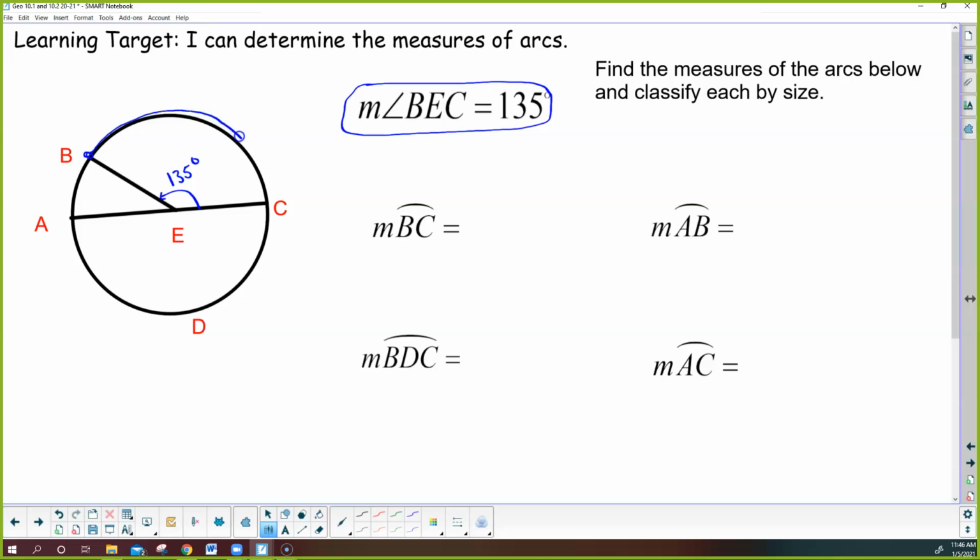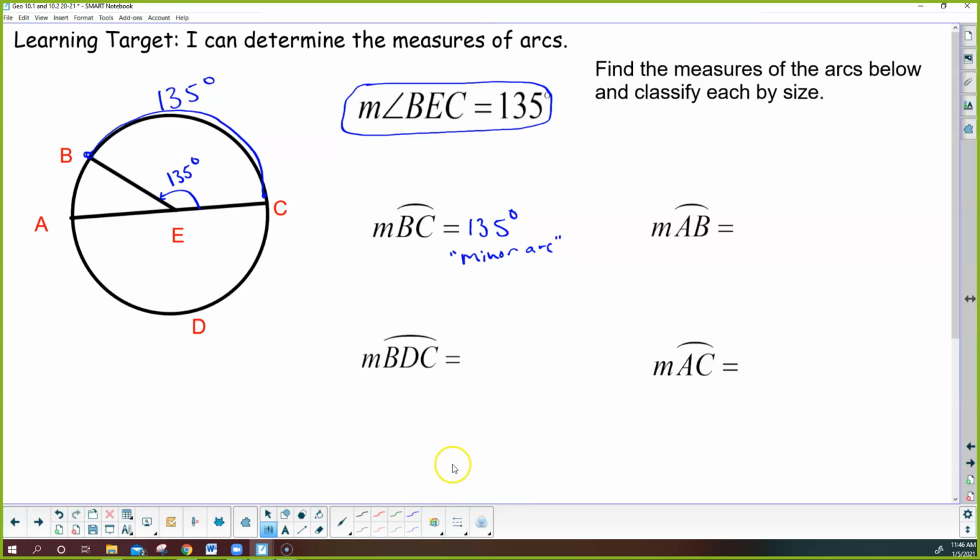As soon as I know a central angle, I know the arc that is made up of those two radii is the same measure. Right? So that answers the first question. BC, the arc BC is 135. Since that is less than 180, that's considered a minor arc.